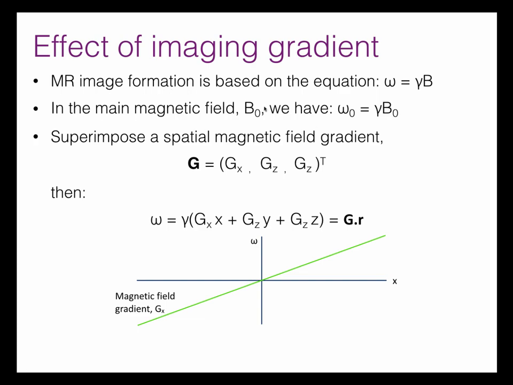In the main magnetic field B0, we have omega 0 equals gamma B0. Now, as we said before, if we superimpose a spatial magnetic field gradient G, we end up with this offset frequency from Gx, Gy, Gz. And so that's going to give you an offset frequency of G dot R, if R is your position vector inside the magnet.